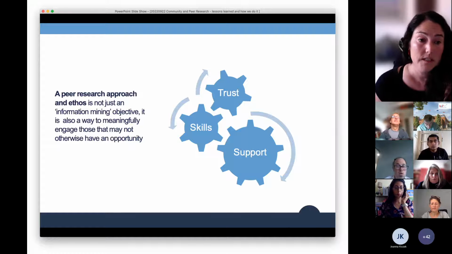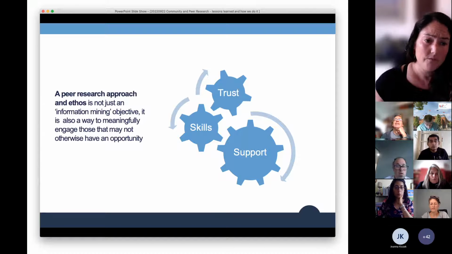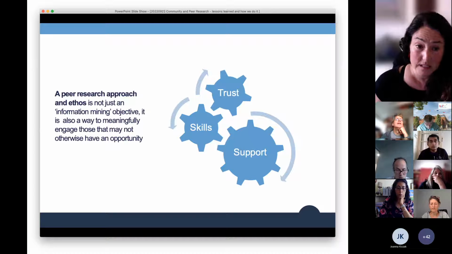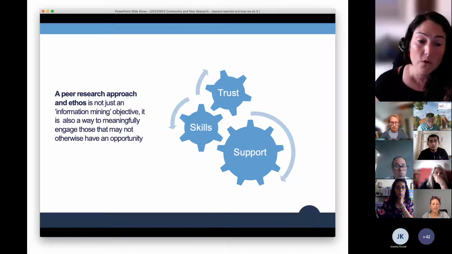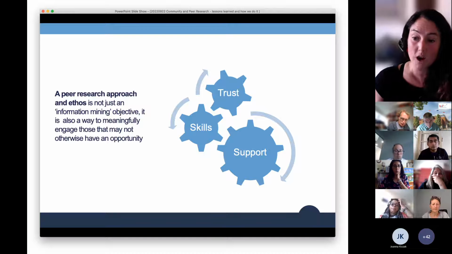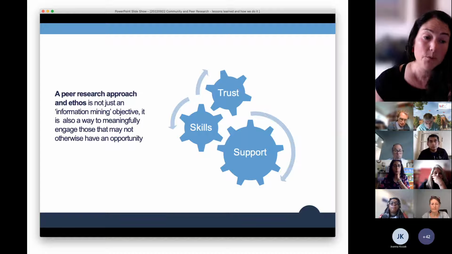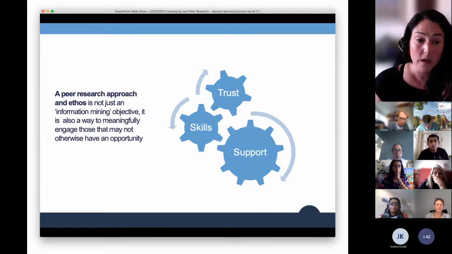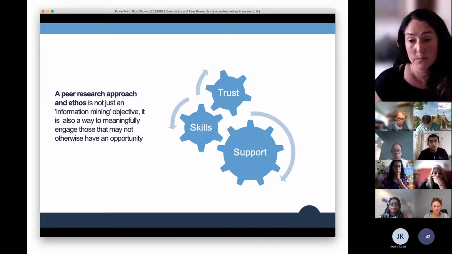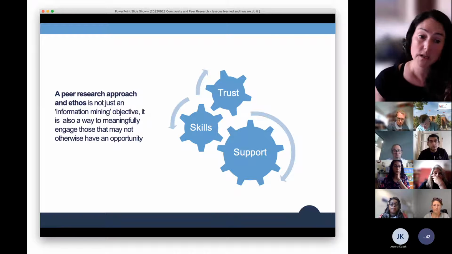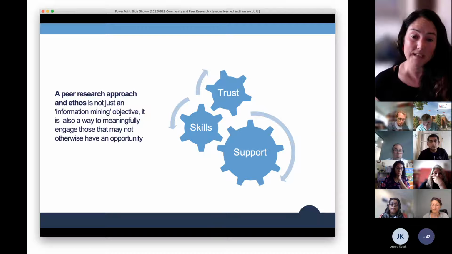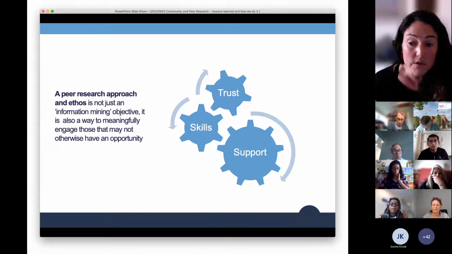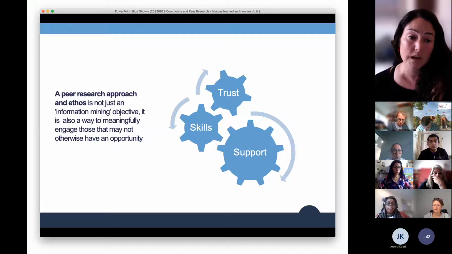And what I think is really important is that the approach of peer research and the ethos of it is not, and this is really important, just an information mining objective. We are not just trying to take people from the community and get them to do a job for us. It's not about them finding out information and bringing it back and that just being the role. It's also, importantly, a way to meaningfully engage people that might not have otherwise had an opportunity to be involved in this way, to hear from communities we don't hear from, to involve people and to build up their own access to communities and also to local authorities, NHS, and to really build and be more collaborative.